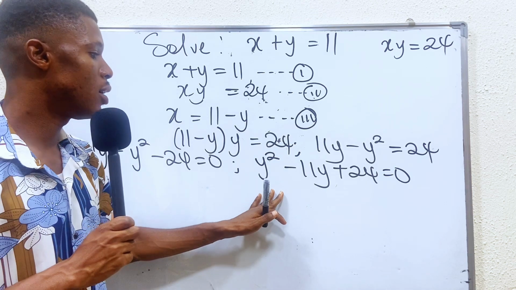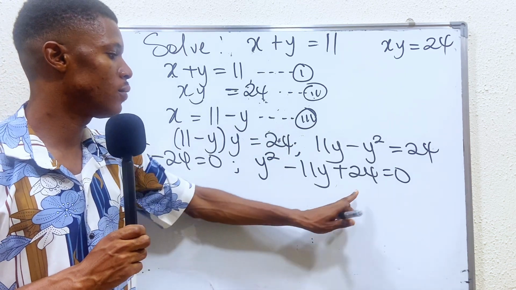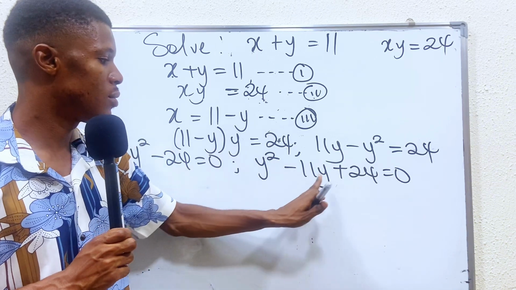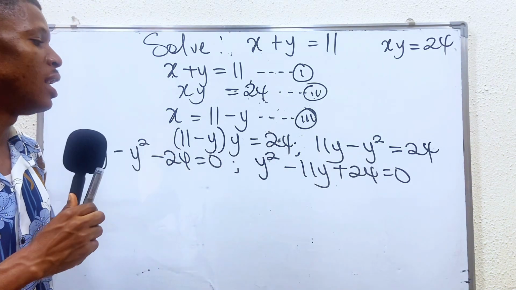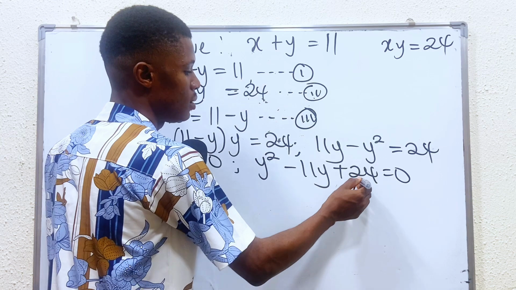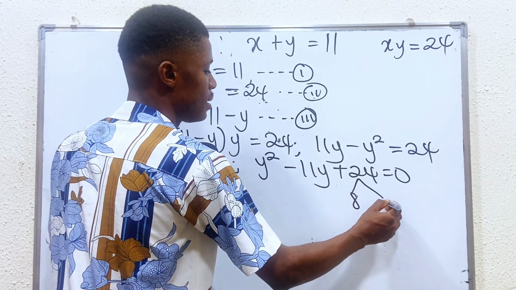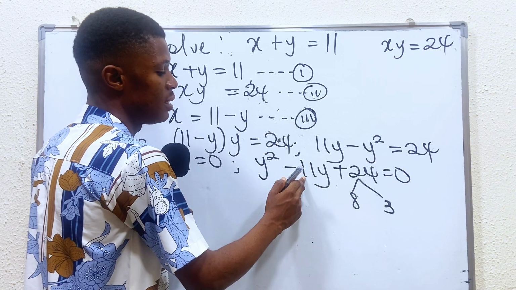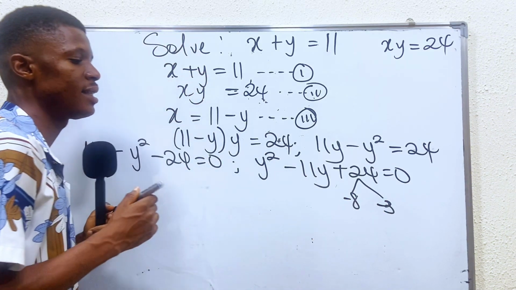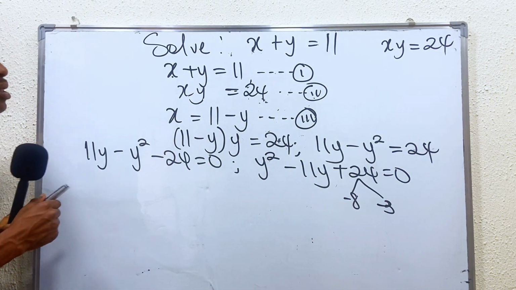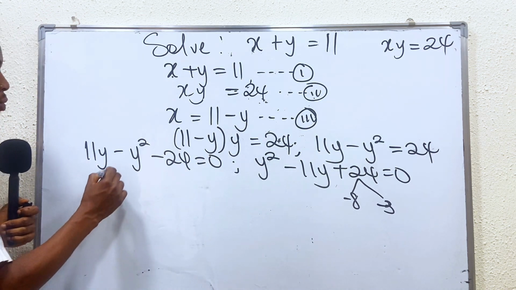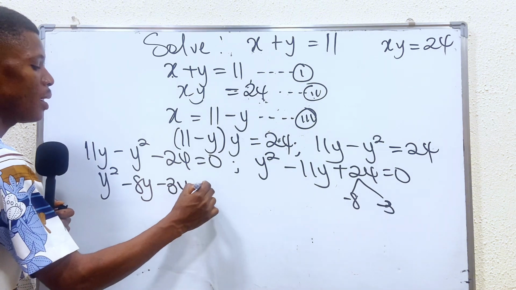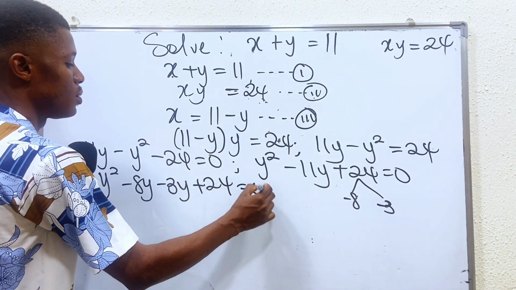For you to solve for y, all you have to do here is just to think of two numbers that multiply to get 24, but if you add them together, you are going to get minus 11. So if you look at it this way, when you multiply 8 times 3, it is 24, and if you add them, you have positive 11. So when you multiply by negative, you are going to get the answer. So these are the two factors. So we have y squared minus 8y minus 3y plus 24 is equal to 0.